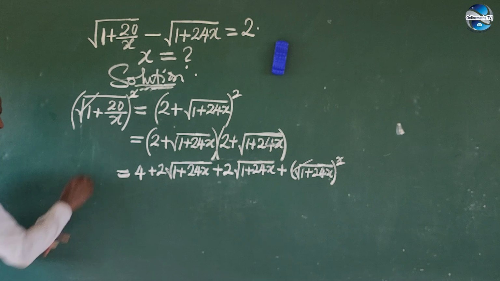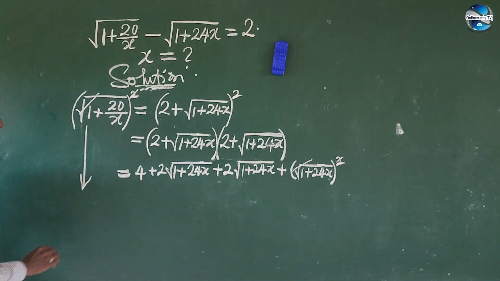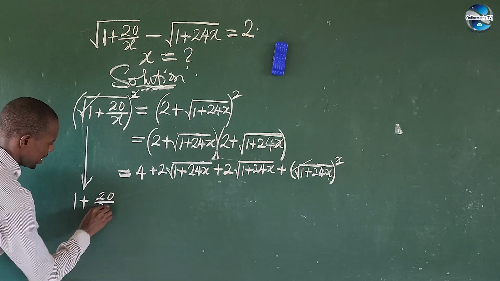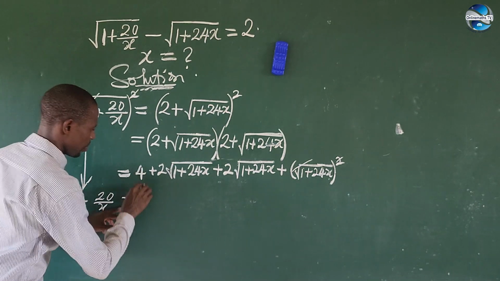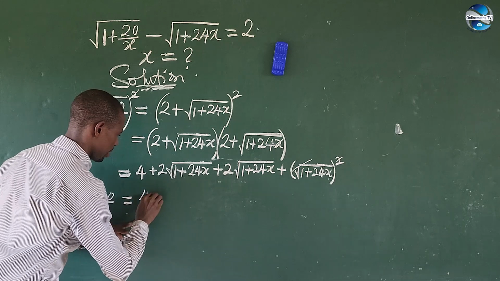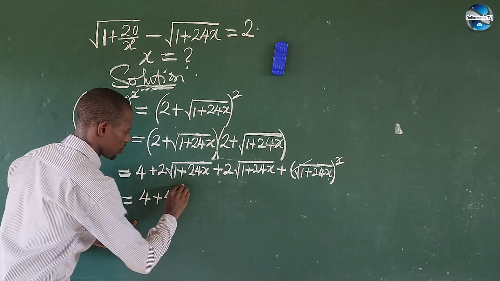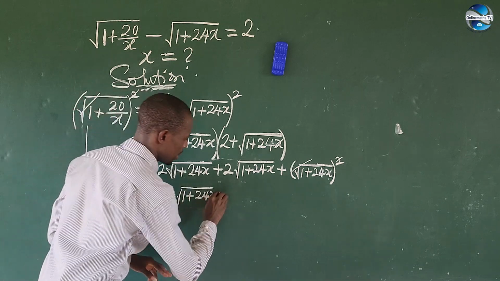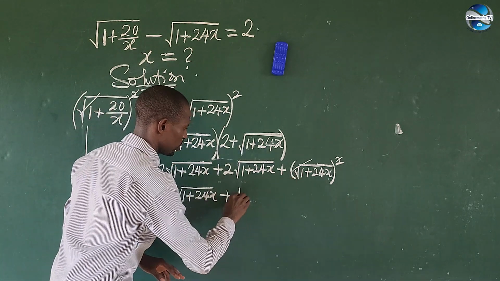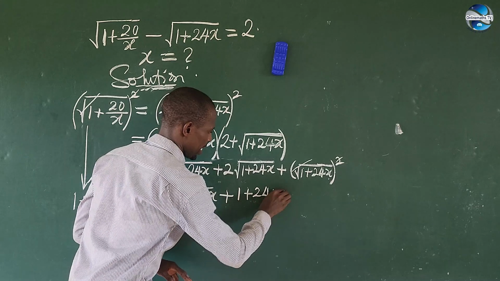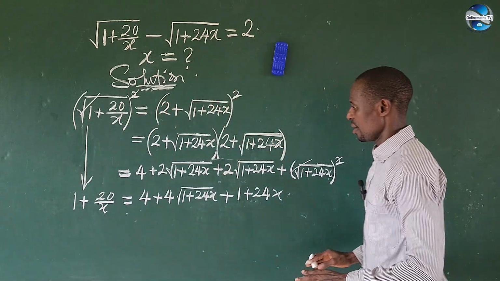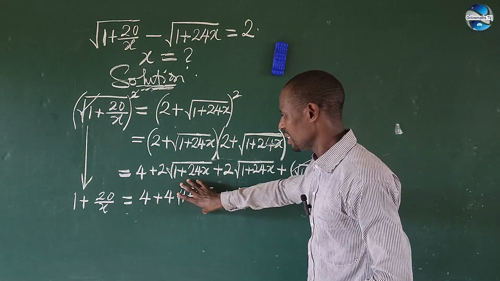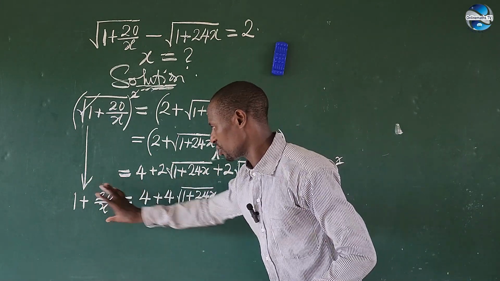So let's bring our left side down. We have 1 plus 20 all over x equal to 4, plus 4 times the square root of 1 plus 24x, plus 1 plus 24x. Easy, right? So what we do now is keep only this radical term on the right-hand side and move every other term to the other side.